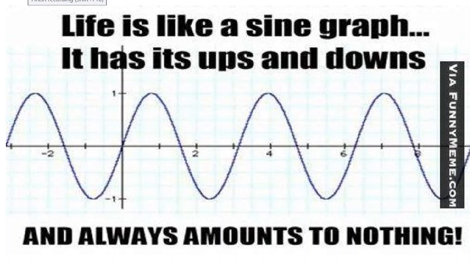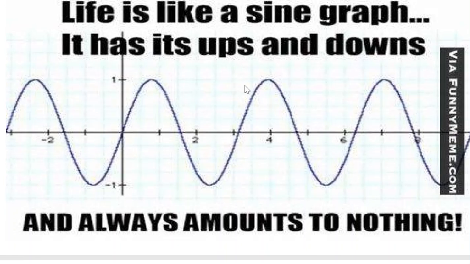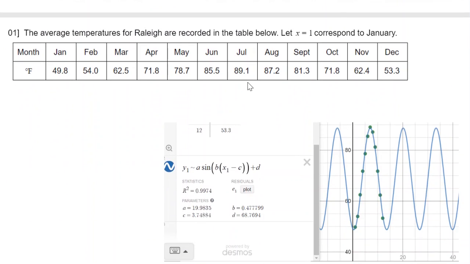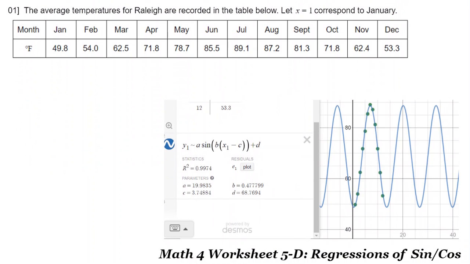Okay, we're ready to go over the 5D worksheet for the Math 4 class. All right, for your first question, you had to do the table for average temperatures in Raleigh. And your graph should have looked something like that on Desmos after you put your table in. And we've got a listing there of what all of the values should be.